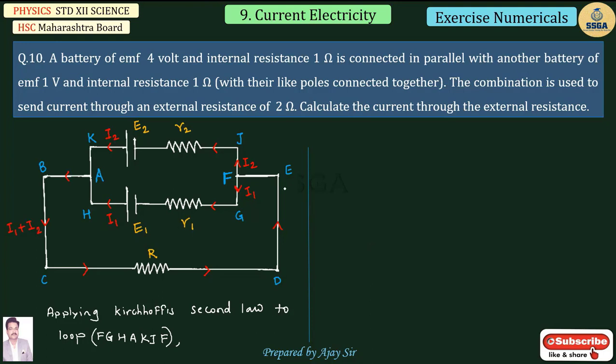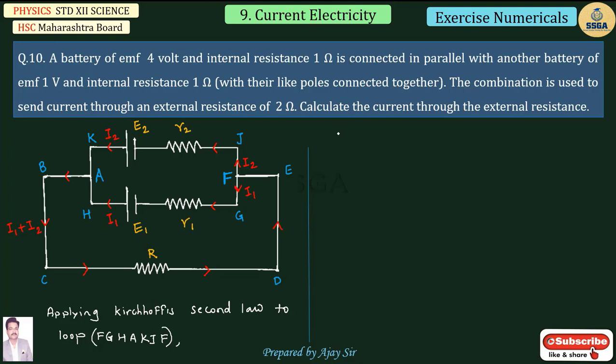Now again, in the same way, we have to consider the potential difference to be negative when the direction of tracing the loop is similar to the conventional current, and positive when the direction of tracing the loop and the conventional current are opposite. So in this case, this is the direction of conventional current and this is the direction of tracing the loop, so both are same.